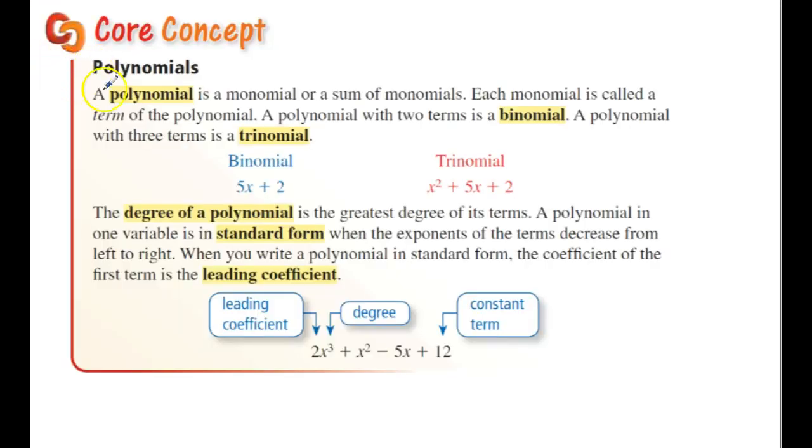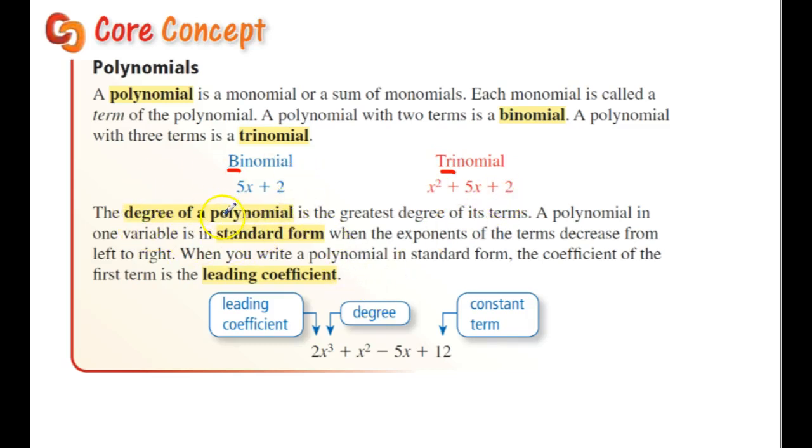So here's our big core concept, a polynomial, right? We've looked at monomials as just one term. So a polynomial is several terms together. A polynomial with 2 terms is a binomial. Think about bicycle has 2 wheels, so there are 2 terms. And a trinomial has 3 terms. Think of tricycle has 3 wheels, and a trinomial has 3 terms.